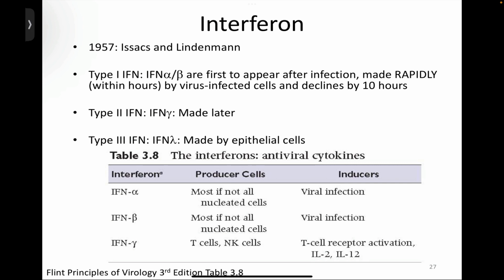Except for red blood cells, because red blood cells don't have a nucleus. And because they don't have a nucleus, they're useless to viruses. So they don't do any of this stuff. But all of our nucleated cells make type 1 interferon, interferon alpha and interferon beta.